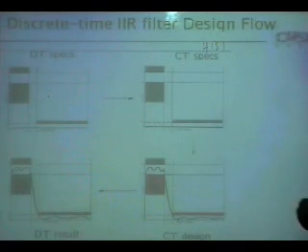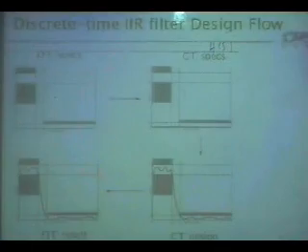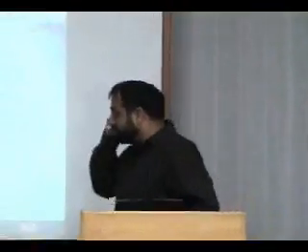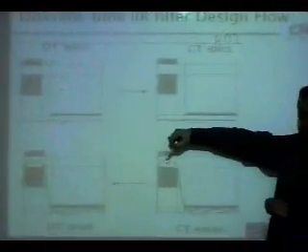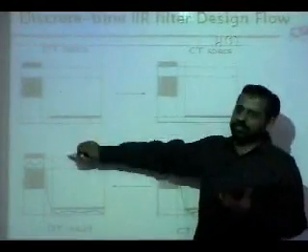And what is the stability in Z domain? All the poles must be inside the unit circle. So this is one. The second is that if your filter is meeting your design constraint in continuous domain, it must meet the specification in discrete domain as well.